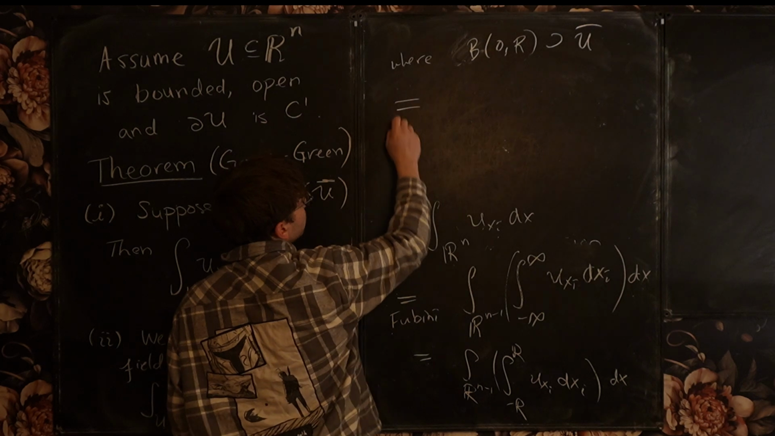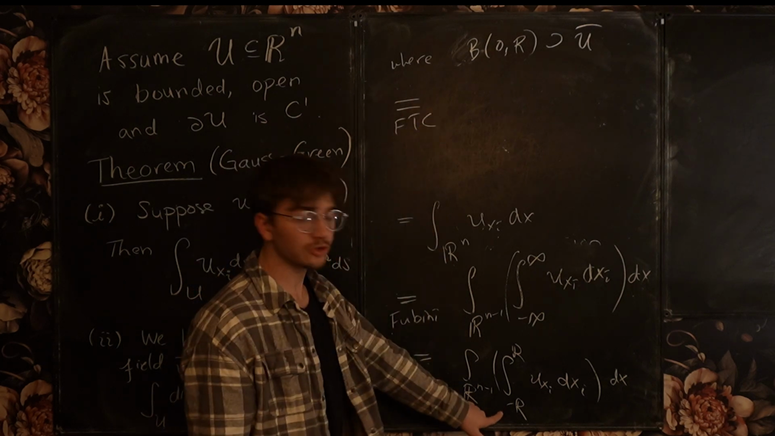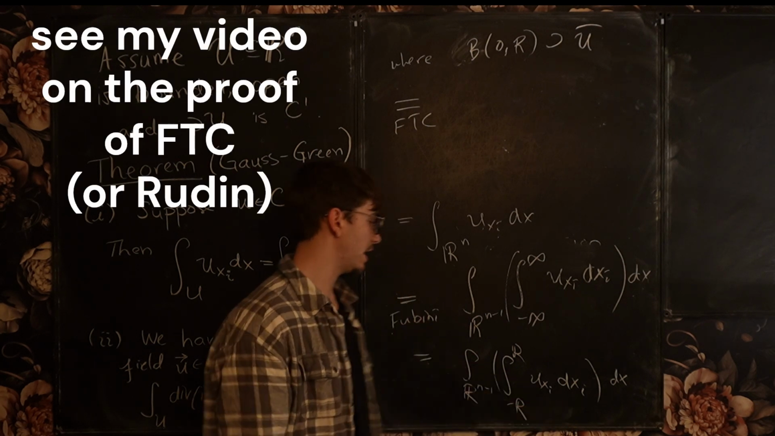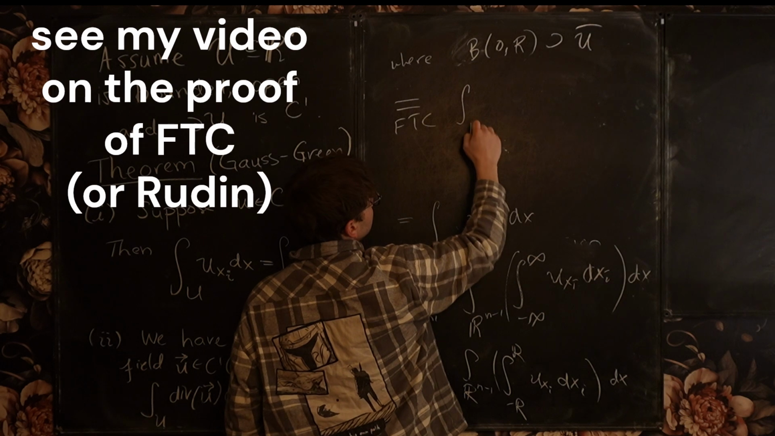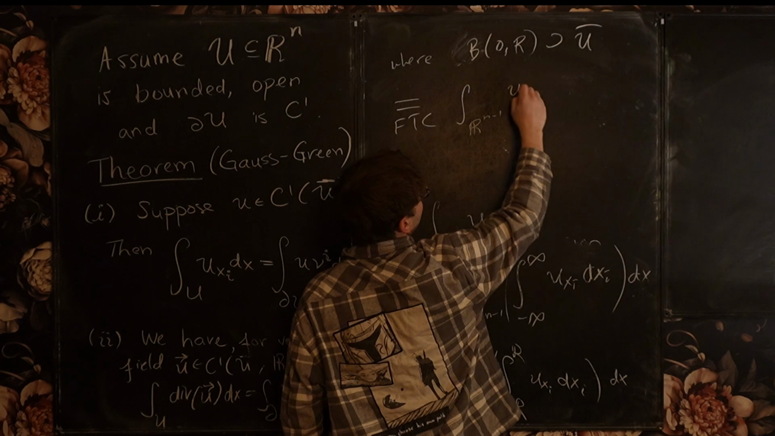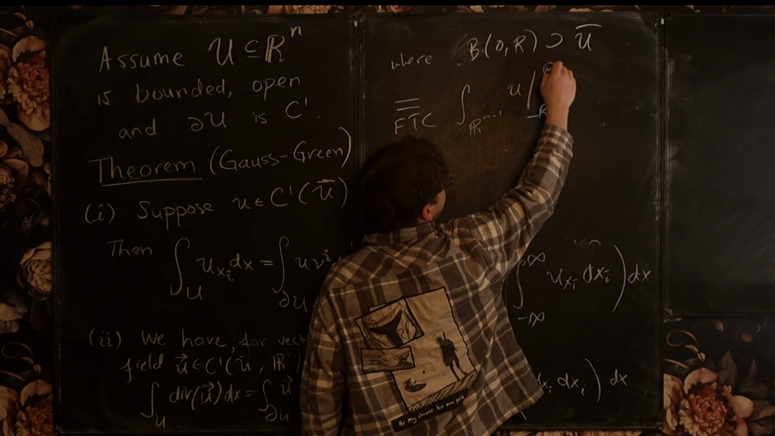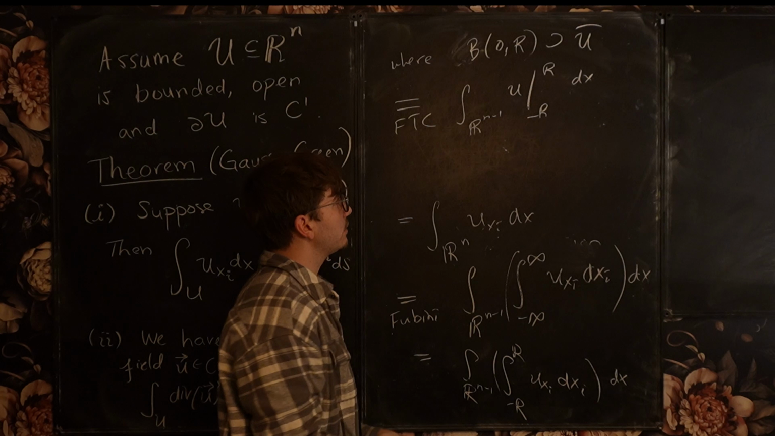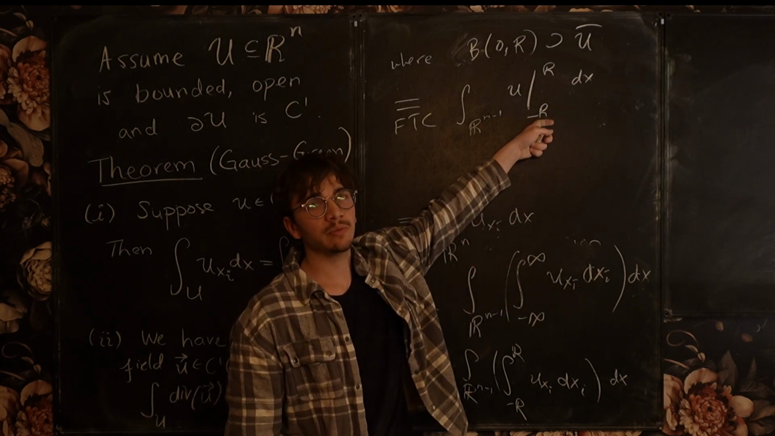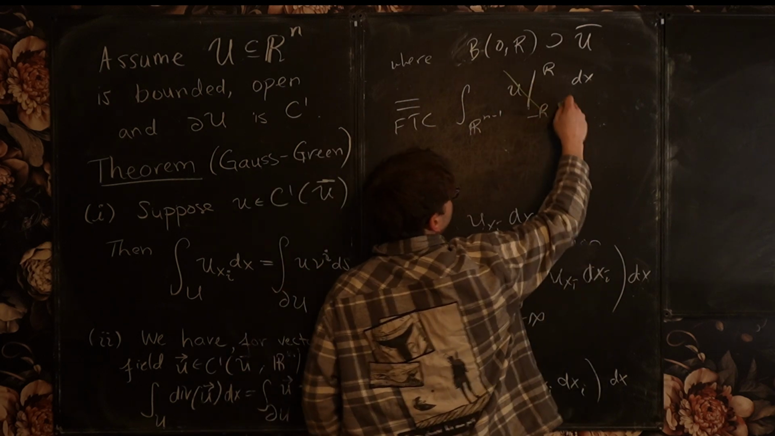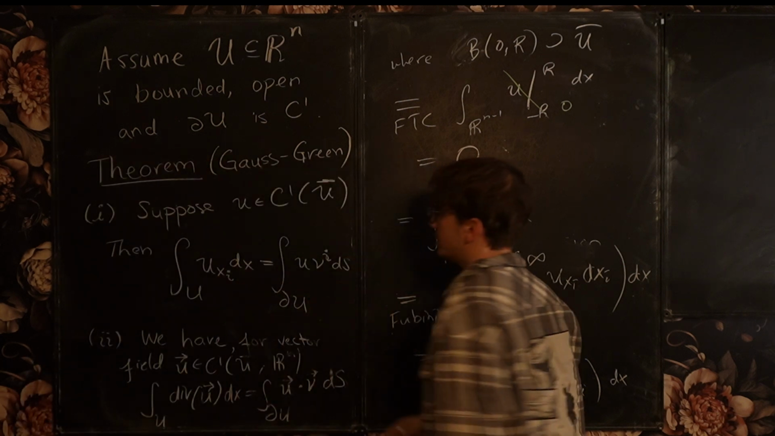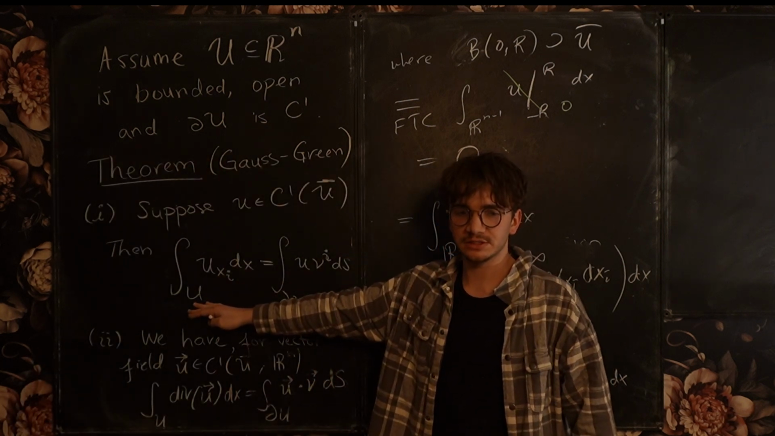And so then I use the fundamental theorem of calculus to evaluate this integral. This is the fundamental theorem of calculus in one variable, just the variable x_i. And this is just the integral over R^(n-1) of the function u evaluated at negative R and R, dx. When I evaluate u at the boundary, since I've chosen R large enough to be outside of the support of u, this just goes to 0. So I have that the left-hand side of this formula is 0.